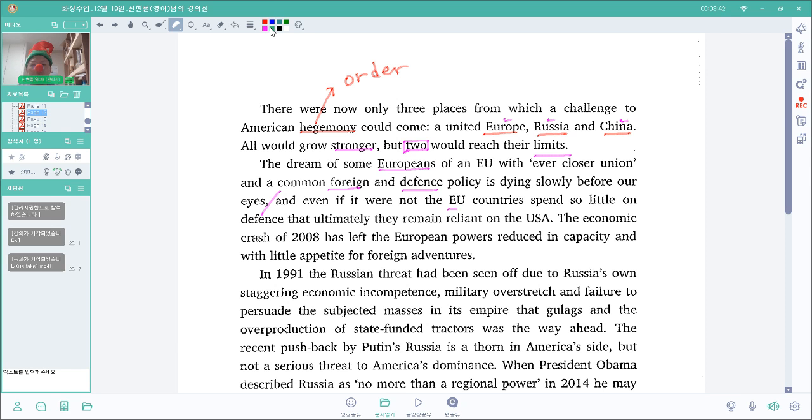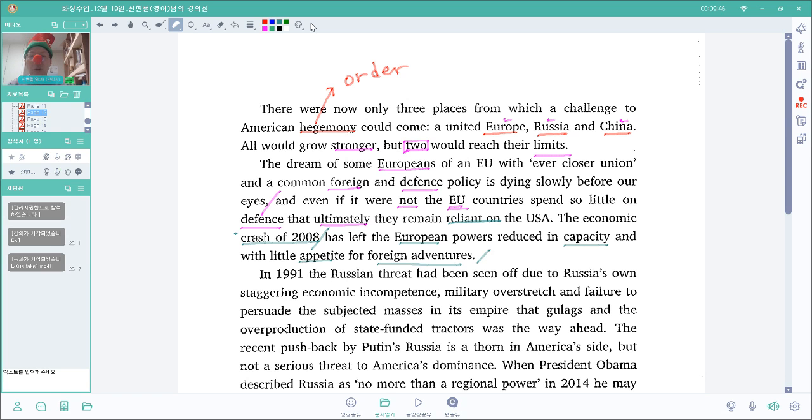European countries are spending quite a lot of money on their defense, but ultimately this European area depends on the USA for security and defense matters. The economic crash of 2008 has left the European powers reduced in capacity and with little appetite for foreign adventures. Europe went through an economic crash in 2008, and now it lost its capacity and appetite for foreign adventures. They only want to recover. They are more interested in recovering the domestic situation after the 2008 economic crash. So Europe is not a challenge for America anymore.